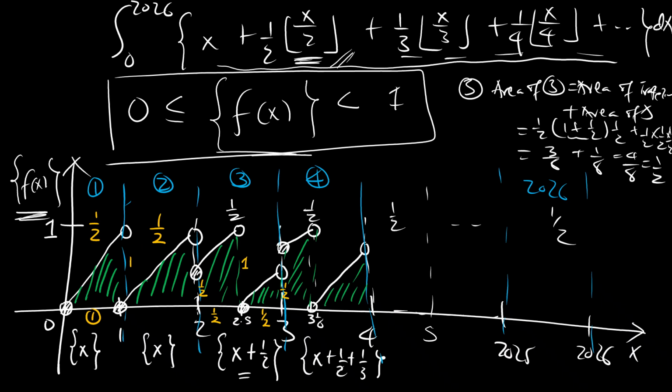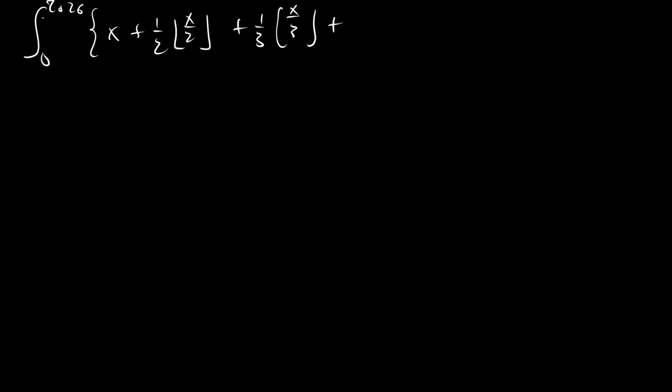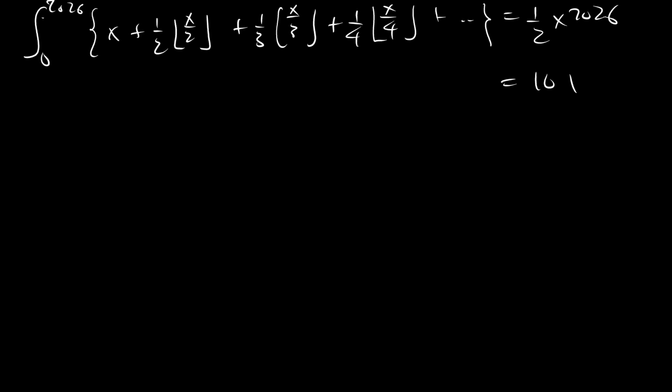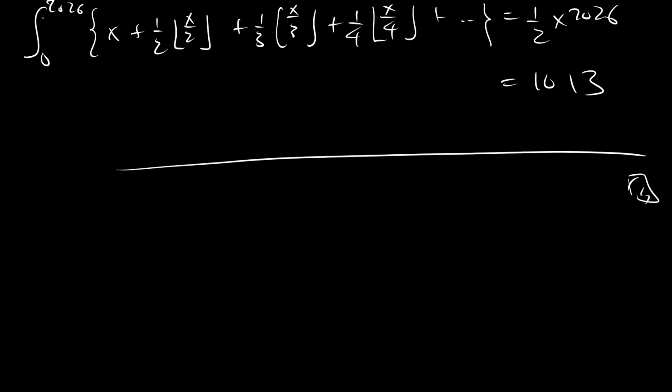What that means for us is that our integral from 0 to 2026 of the fractional part of x plus a half floor of x over 2, plus a third floor of x over 3, plus a quarter floor of x over 4, and so on and so on, is equal to a half times 2026 slots, which is 1013. And that, ladies and gentlemen, is our answer.